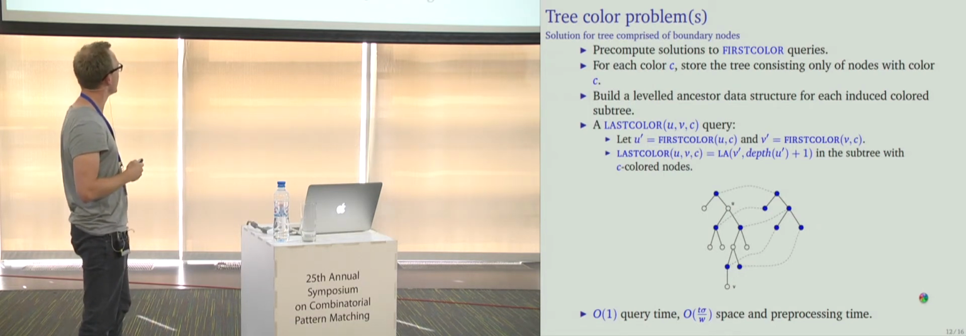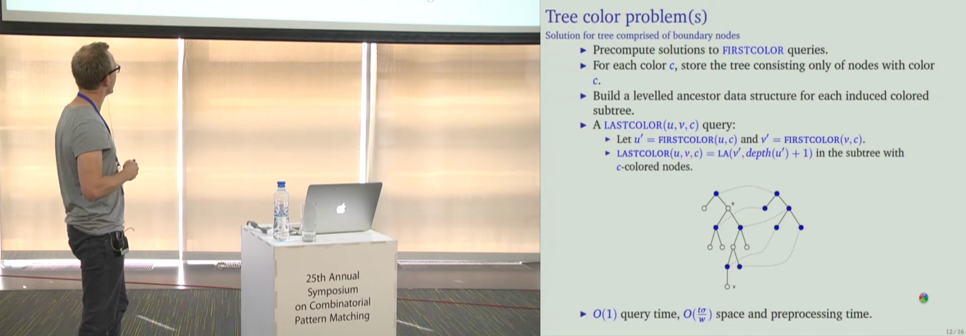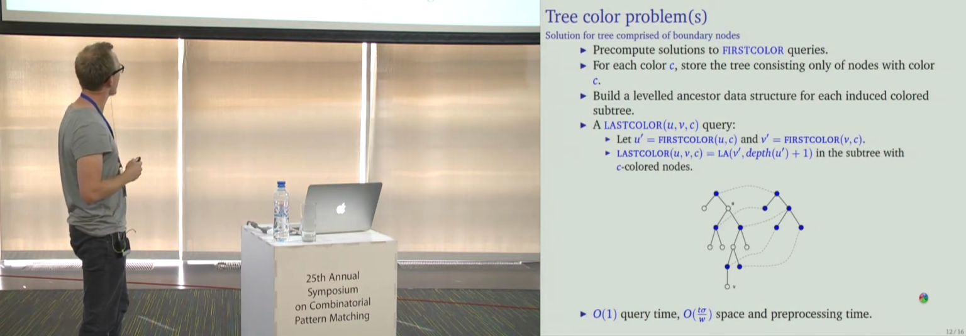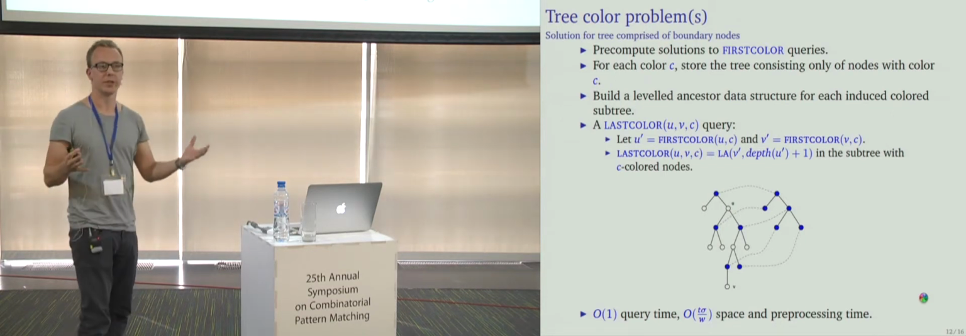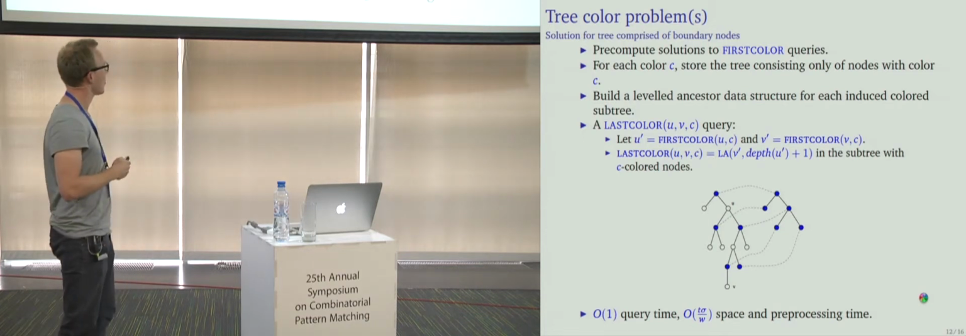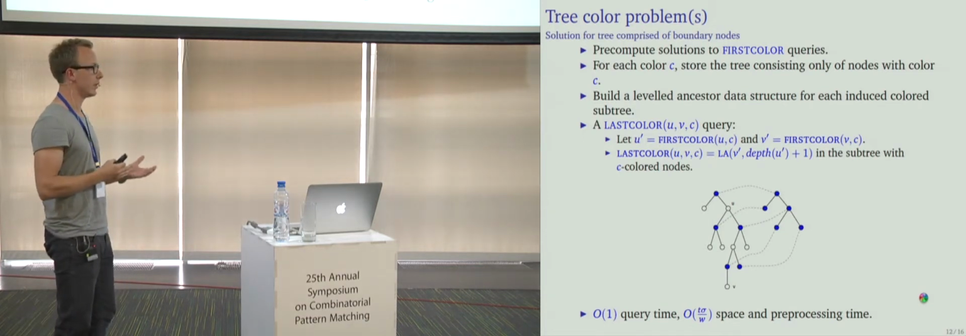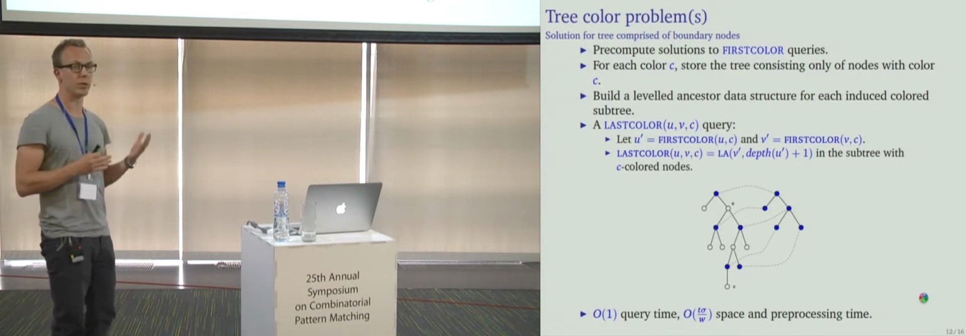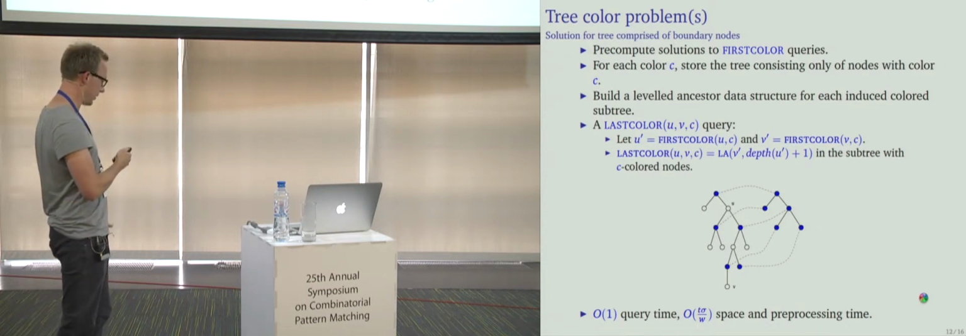So this data structure uses T times sigma over W space, because we only did it for the tree that is comprised of the boundary nodes, and we have T divided by W of these. So this becomes the space, and the query time is constant.